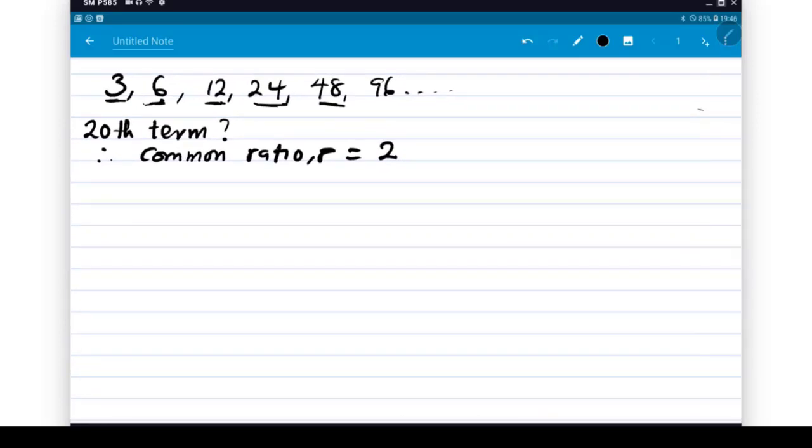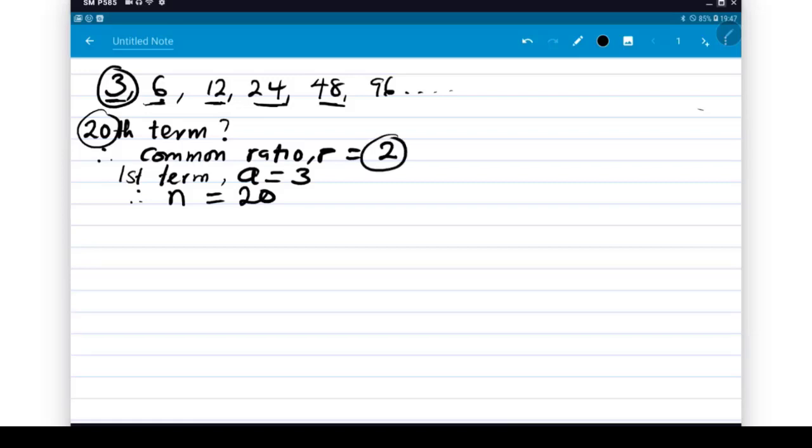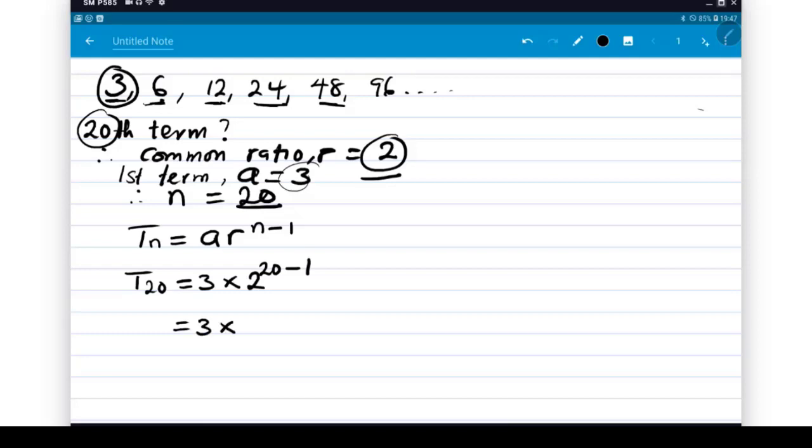Okay, then the first term of the sequence, that's our A, is 3. You can see here we have 3, and because it's asking us to find the 20th term, that means our n is 20. So since our sequence has a common ratio, we can use the formula to calculate the nth term, which is A R raised to power n minus 1. So our 20th term will be equal to A, which is 3, times our R, which is 2, raised to power n, which is 20, minus 1. And this gives us 3 times 2 raised to power 19.